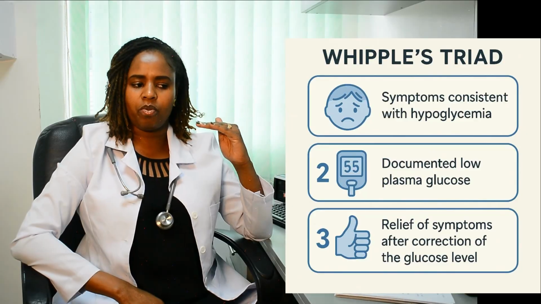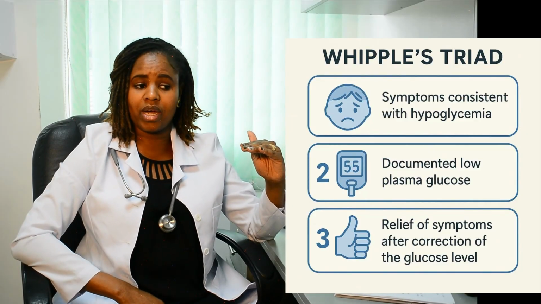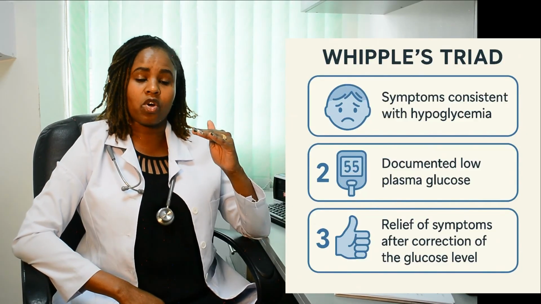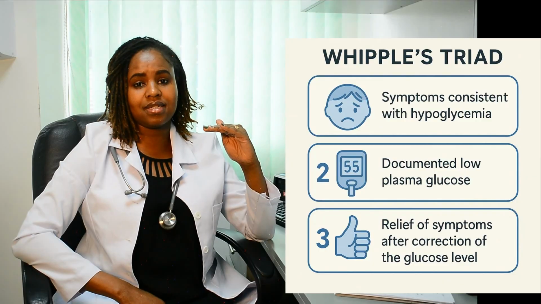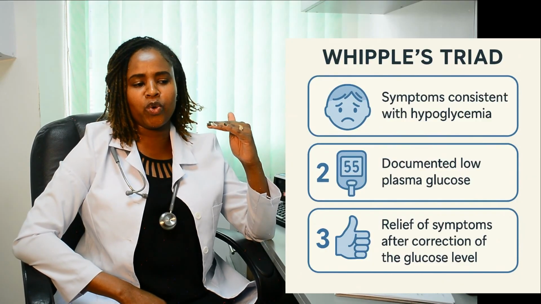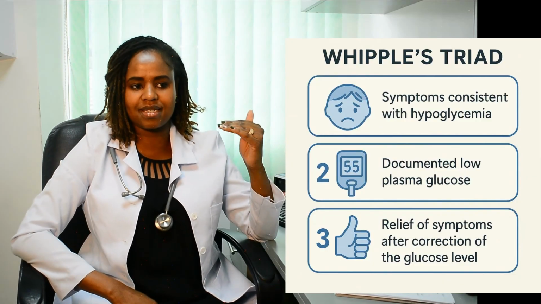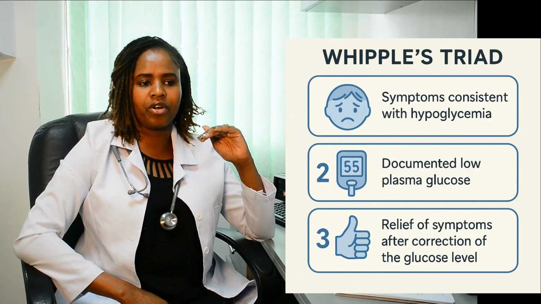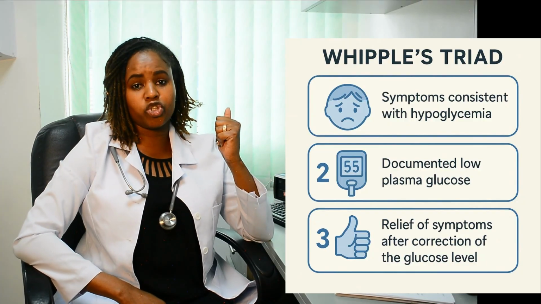So again, Whipple's triad, you have symptoms of hypoglycemia, you have a documented level of low blood sugar, less than 3.3, and you have correction of these symptoms when your sugar is administered, either in form of a drip or in form of even oral sugar. So that's Whipple's triad, and those are the symptoms. So let's go to the next part of diagnosing this patient.